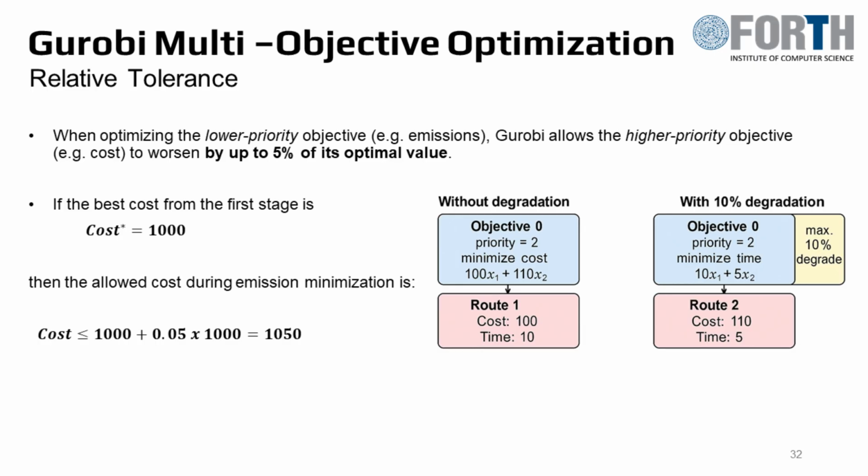This is where relative tolerance comes in. Suppose the best cost found in the first stage is 1,000. If we set a relative tolerance of 5%, we are allowing the cost to increase by up to 5% while optimizing the next objective, in this case, emission cost. That means the cost is allowed to go up to 1,050. In other words, we protect the higher priority objective, but we allow controlled degradation to improve lower priority objectives. This is a practical way to model trade-offs in real decision-making.